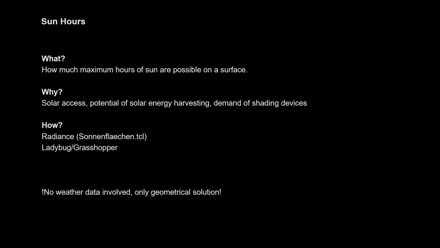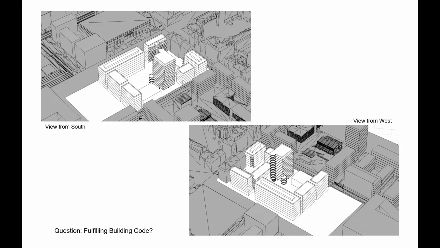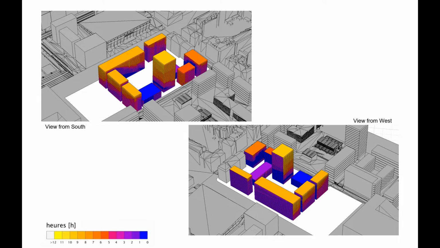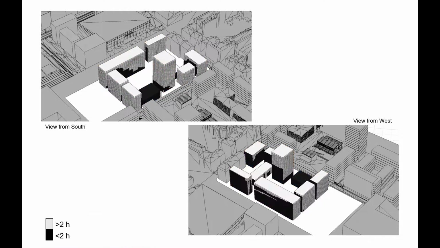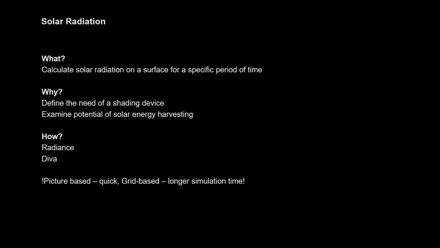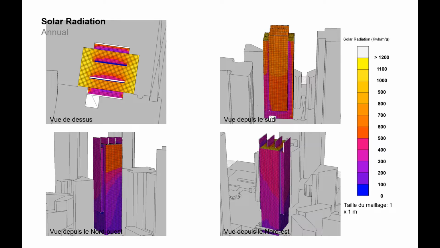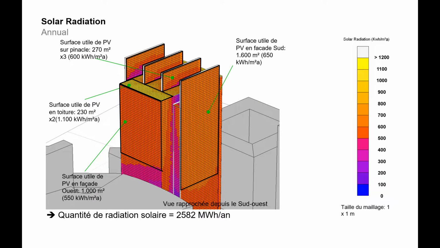Another assessment methodology is to calculate the sun hours. We can take a building geometry and simulate over 1 day or 1 year the different facades, to see how long the sun actually shines on a certain facade or roof area. We can also use this method to investigate the solar radiation, for example in kilowatt hours, to analyze the need for a shading device or the performance of a PV system on a facade or on a building roof.